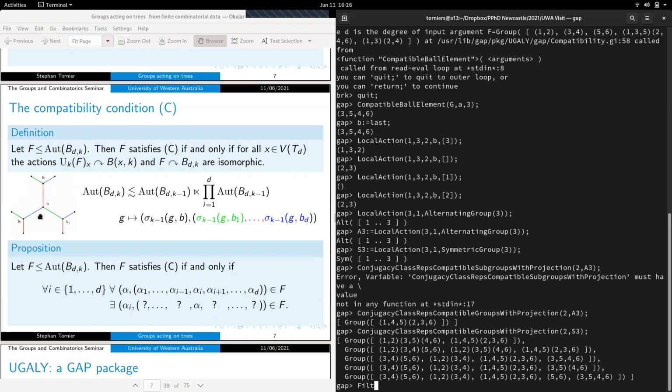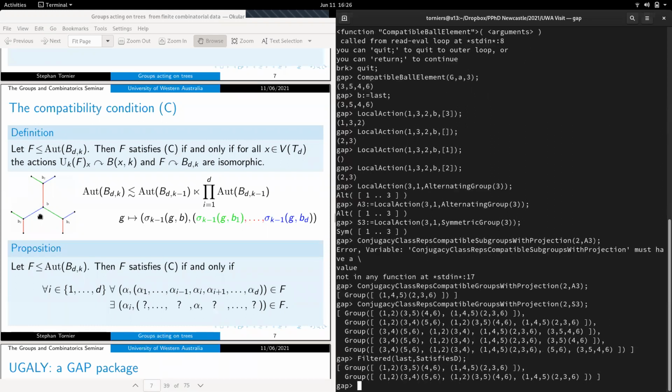You can now filter this last list by which of these groups also satisfy what I call condition D, for discreteness. It's another combinatorial condition on these groups, which tells me whether the thing is going to be discrete or not. And then there are only 2 groups. And the one coming from A3 will actually also be discrete.